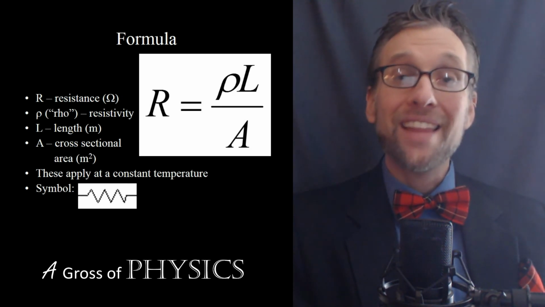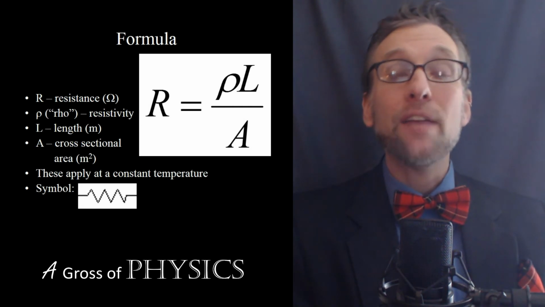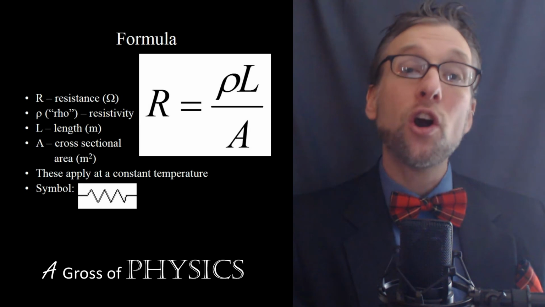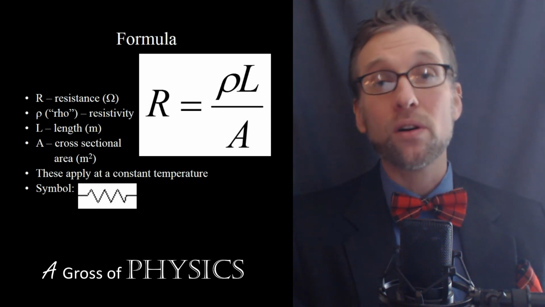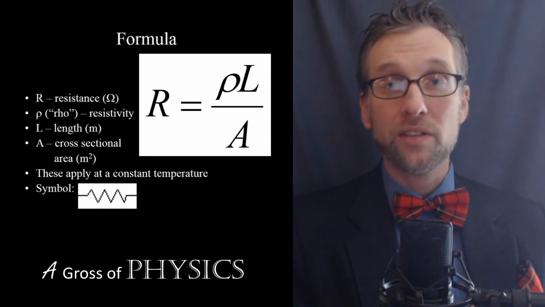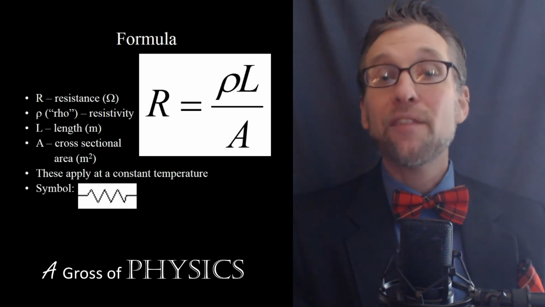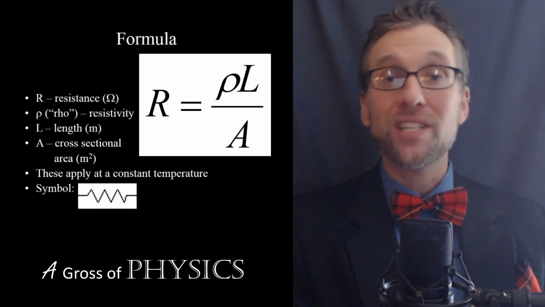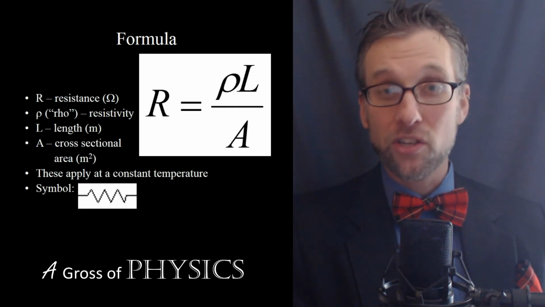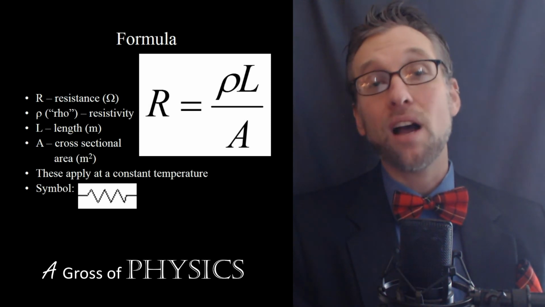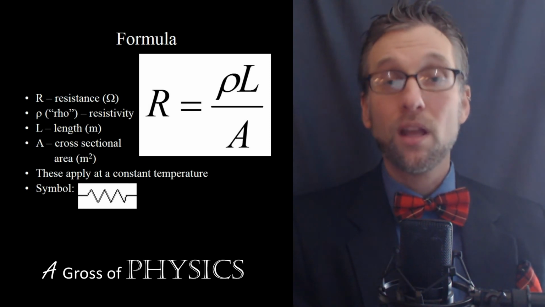Now, with that said, these are all true if we have a constant temperature. On our reference table, the chart lists all the resistivities for our resistors based on a temperature of 20 degrees Celsius, which is room temperature. If the temperature goes up, the resistance values are going to go up because the resistivity changes. The length doesn't change, the cross-sectional area doesn't change, however, the resistivity of the material will change.